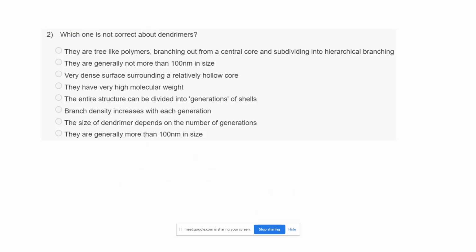Okay, now for the next question. Some of you had answered last option and second option. Anyone else would like to answer? Which of the following is not correct for dendrimers?